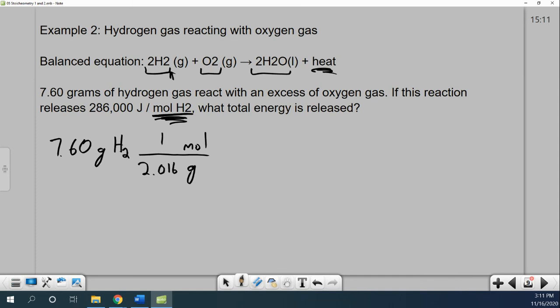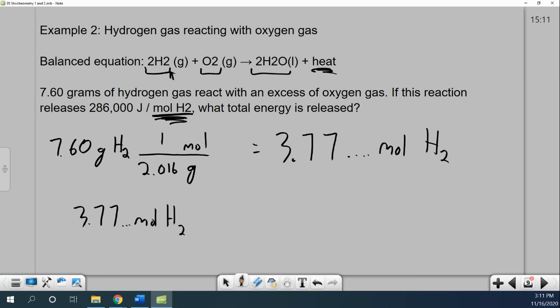So grab the handy dandy calculator, 7.60 times 1 divided by 2.016. Turns out I have 3.769841 moles of H2. All right. So I've got 3.7698, whatever it is, moles of H2. And that's not what I want.